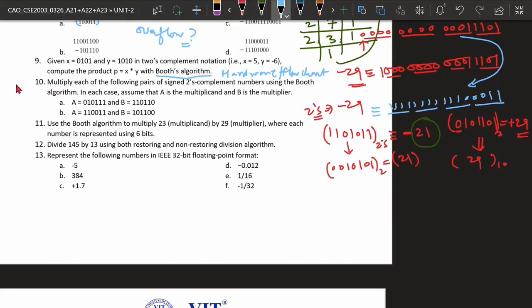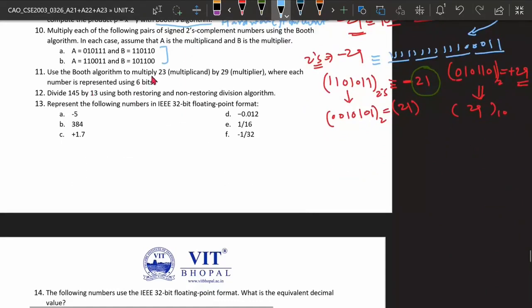And similarly, multiply each of the following pairs of two's complement numbers using this algorithm. In each case, assume A is okay. So here again, we need to do the Booth algorithm multiplication for both these number combinations.